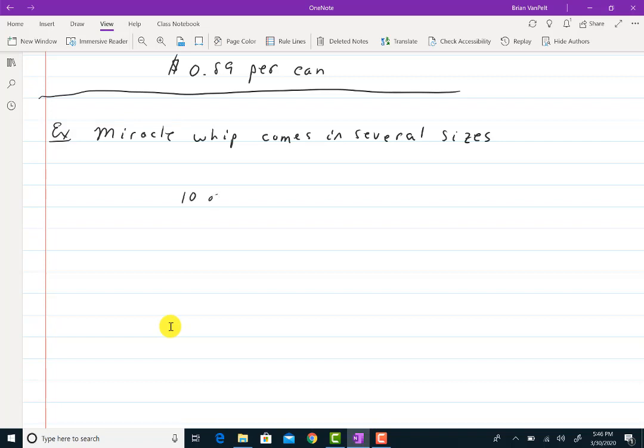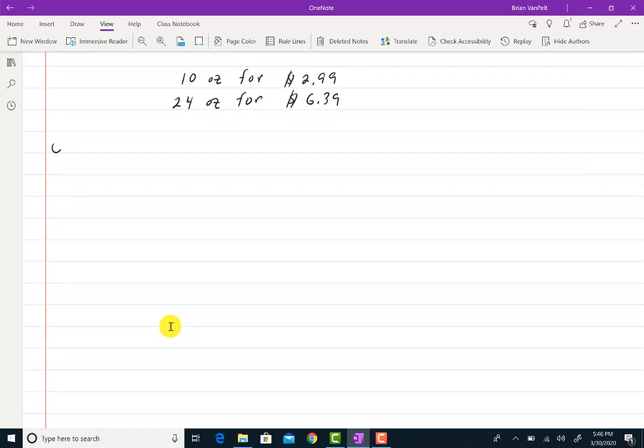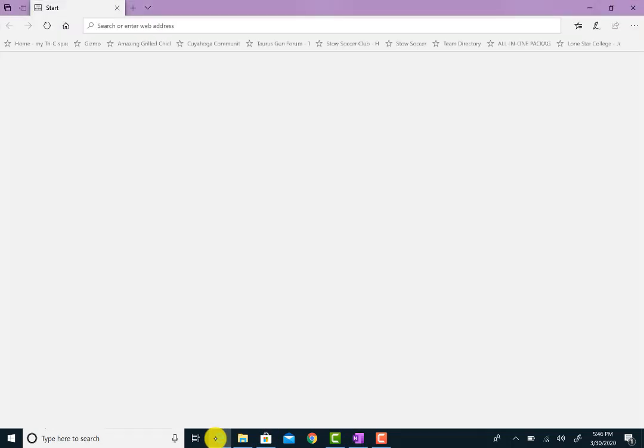We have 10 ounces for $2.99. And then we have 24 ounces for $6.39. Which of these is the better deal? To determine this, we will look at the unit price. So we want to determine the unit price.